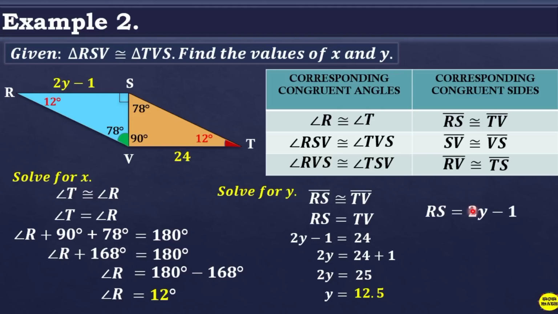So, ang measure ni RS is equal to 2y minus 1. Substitute natin yung 12.5 or 12 and 1/2. That is equal to 25. So, 25 minus 1, your RS is equal to 24. So, as you can see, your RS is equal to the measure of TV. That is 24.